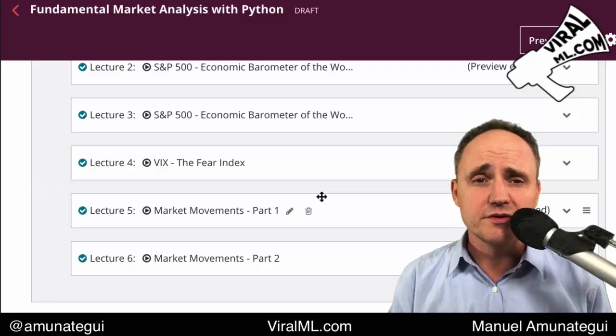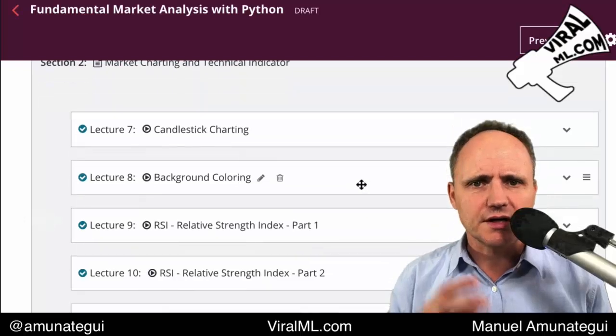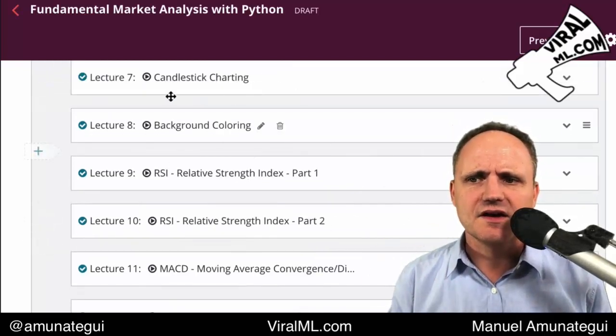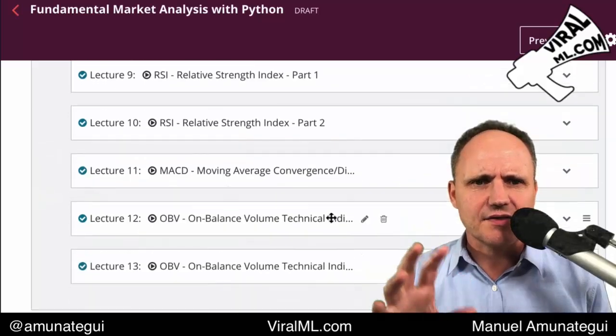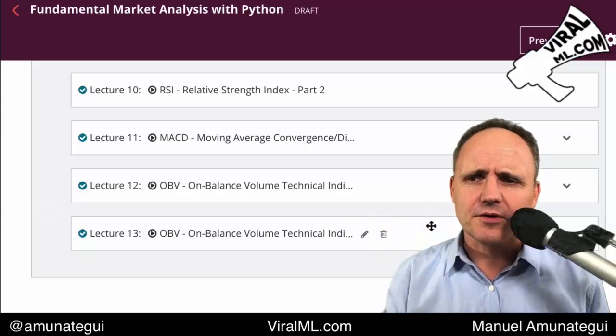We'll look at market movements and basics about how the markets work. We'll also look at a series of ways of charting, of displaying data. Things like candlesticks, relative strength index, moving average convergence, these kinds of things. These are considered indicators. They're not that critical. They're important, but not critical.